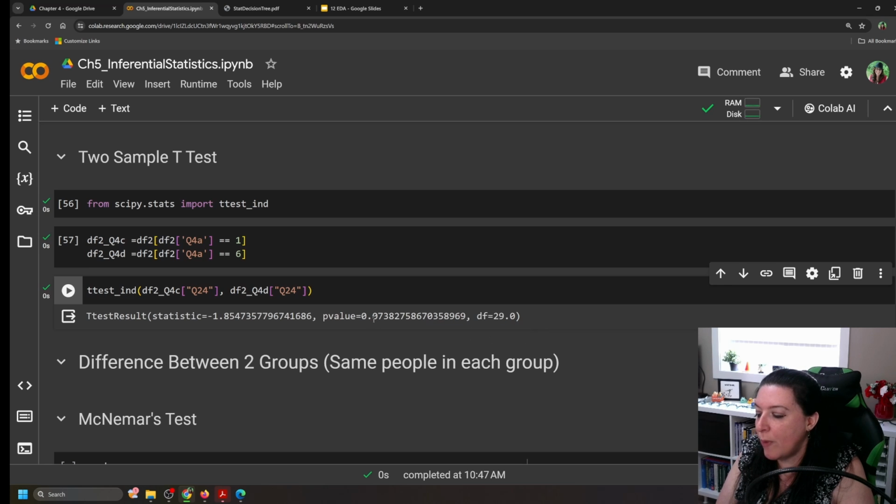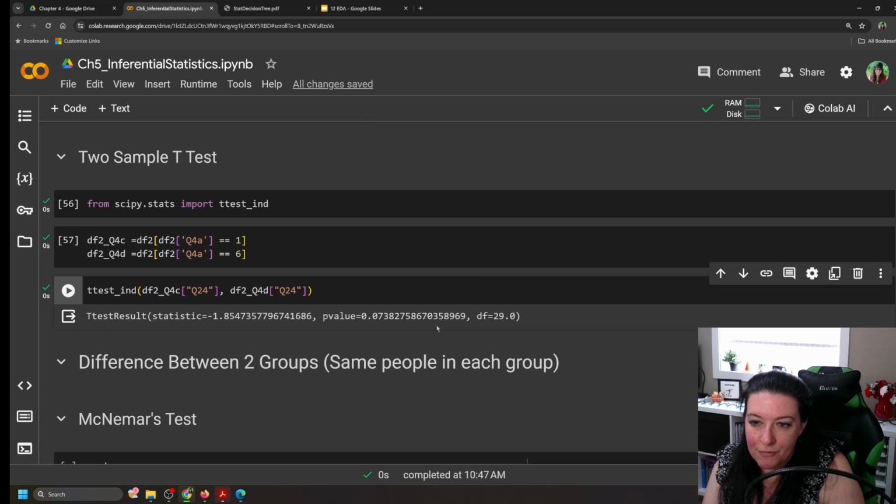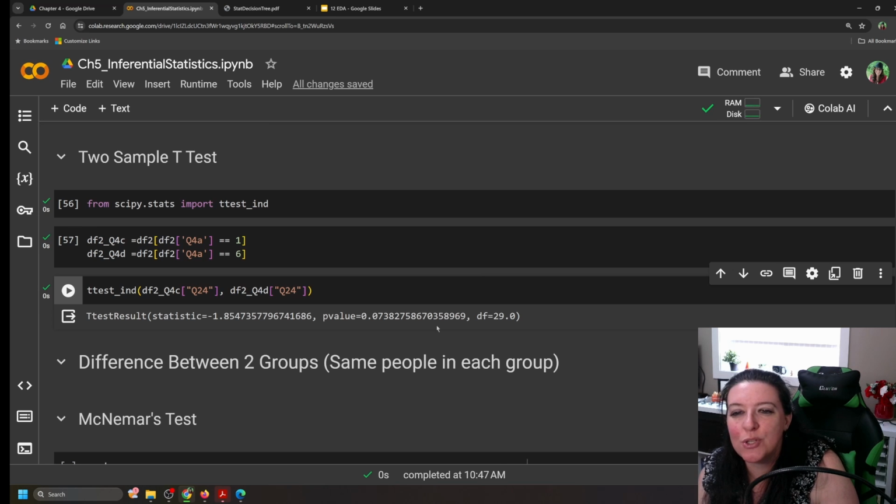We get a p-value of 0.0738. So if we're doing our alpha of 0.05, then we don't see a difference. It could be a sample size issue that there's not enough people in these two categories to detect a difference. But we cannot declare that there is a difference in their ages. If this p-value is less than our 0.05, we would say that those who want drug coverage are a different age than those who want wellness.